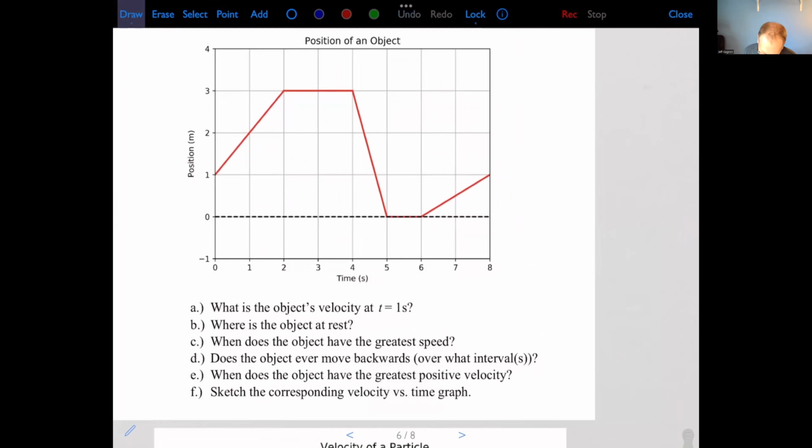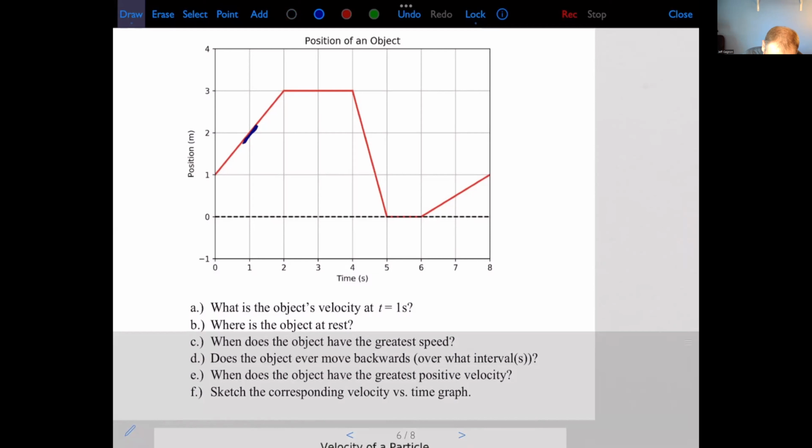Okay, so first, let's start with these questions. What is the object's velocity at 1 second? Well, it's a position versus time graph. Remember, to answer a question about velocity, I have to calculate the slope. And if I want the velocity right at 1 second, then that means I want the slope of the tangent line that just touches the graph at 1 second. So I want the slope of that line right there, right, that blue line.